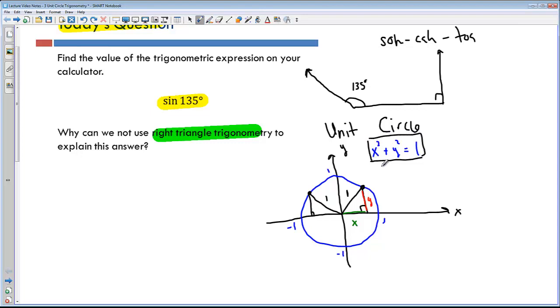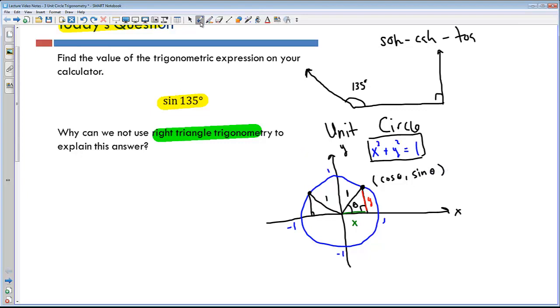So what we can do then is use the unit circle to extend our definition of those trigonometric expressions. And the way we do this is actually very simple. You have a point on the unit circle, and this is the angle theta that we're making. So there's theta. We'll call this the cosine of theta. And this, of course, will be the sine of theta.